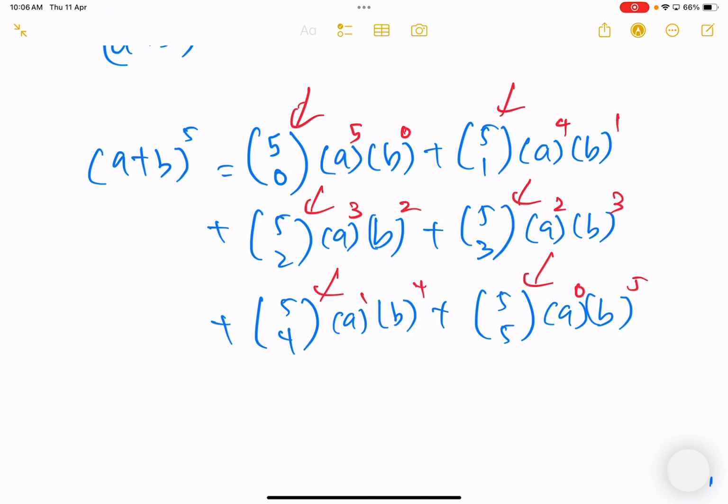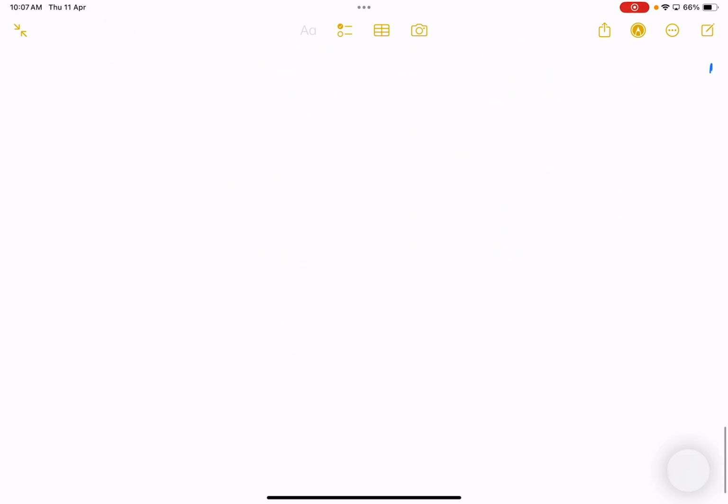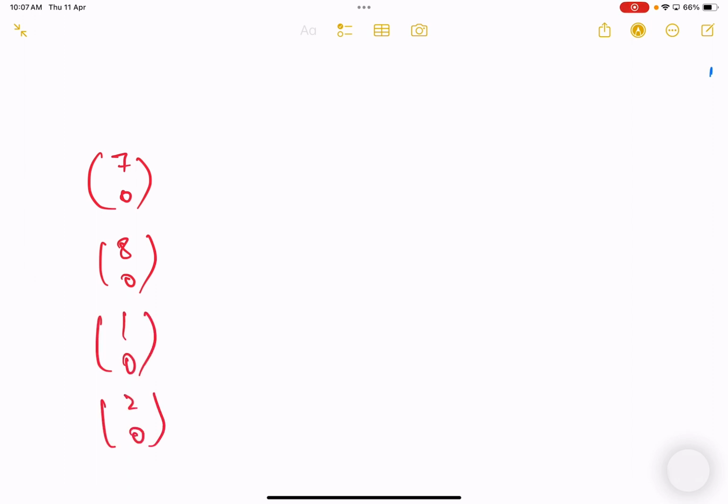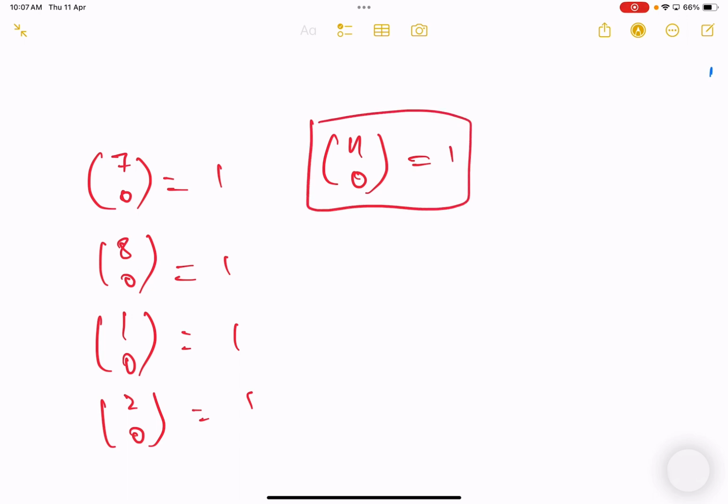Now, before I move on, I just want you guys to take note of some important things. Do you notice that whenever I have, let's say, 7 choose 0, 8 choose 0, 1 choose 0, 2 choose 0, what is the answer to all of this? 1. So can we generalize this? Anything choose 0. If I have n choose 0, my answer will just be 1. This is one thing that I need you guys to write down.